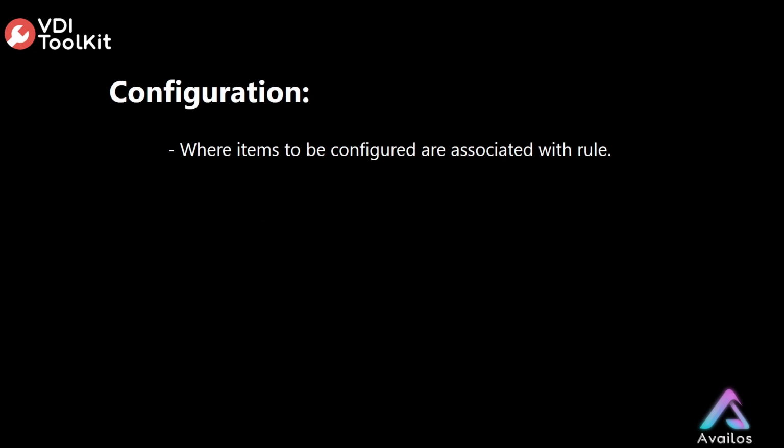Next, we'll talk about the configuration. With configuration, that is basically where items are to be configured and associated with the rule. This is what the rule is going to be doing. Up next, we will demonstrate managing rules using the VDI toolkit.